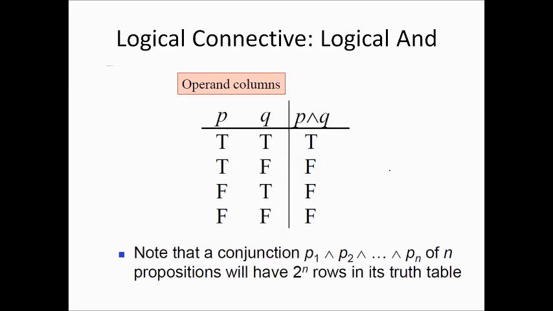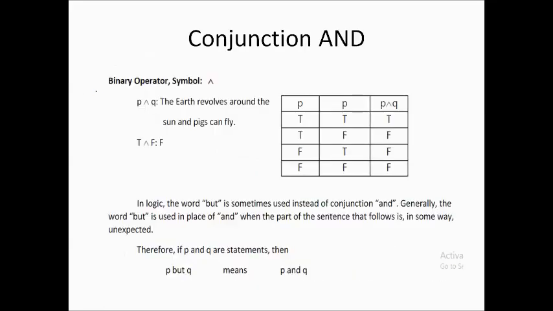So note that the conjunction of P1, P2 until Pn, of n propositions, will have 2 to the power n rows in its truth table. It's like 2 raised to 2. That's why you have 4 sets here. That's why you have 4 rows. So it's the same truth table. So it's just an explanation.